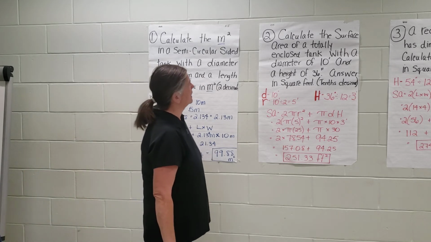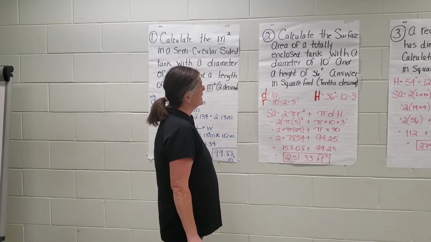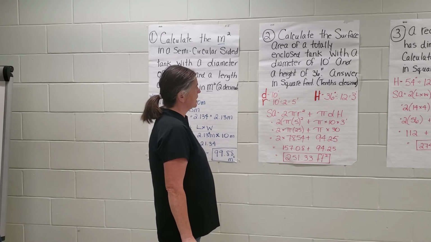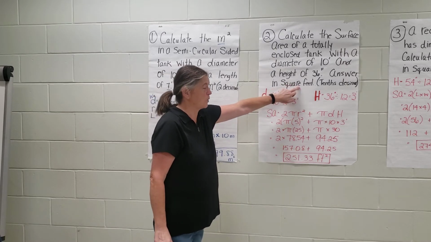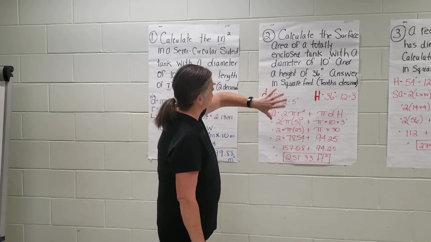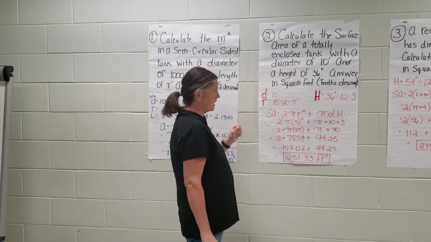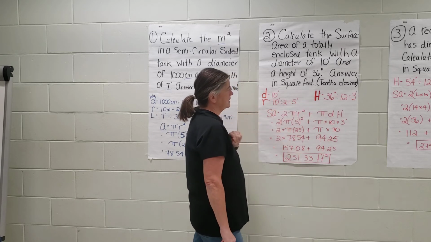Okay, the next one, calculate the surface area of a totally enclosed tank with a diameter of 10 feet and a height of 36 inches. Answer in square feet. So here's the key. We have to answer in square feet, so our numbers have to be in feet before we start. So we have a diameter of 10 feet and a height of 36 inches. So to get our inches to feet, we divide by 12, so we now know our height is 3 feet.